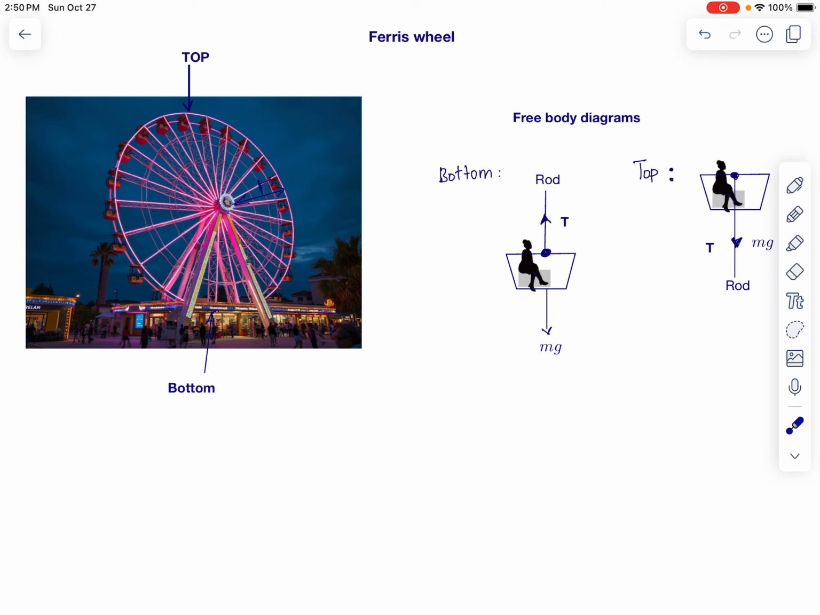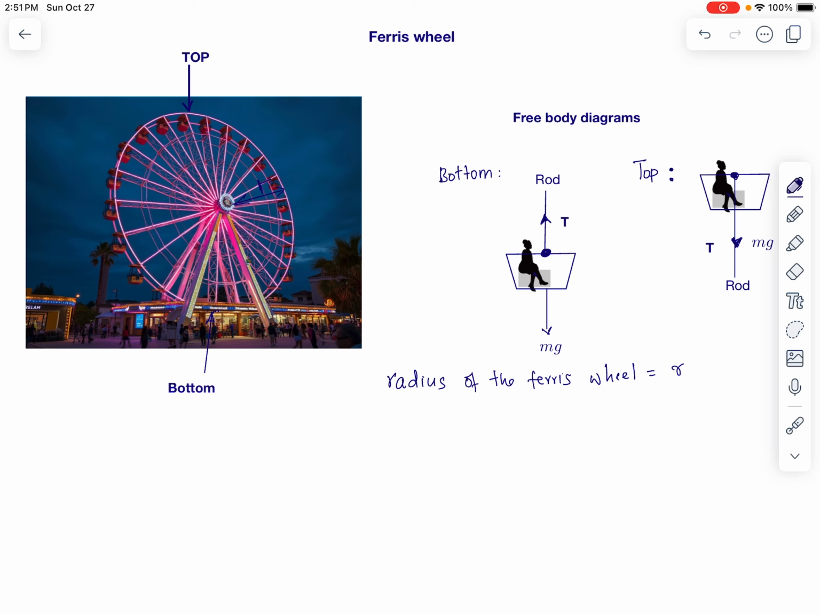For the purposes of this lesson, we will assume that there's a person sitting in a gondola, and the total mass of the person and the gondola is m. We'll also assume that the radius of the Ferris wheel is equal to r.